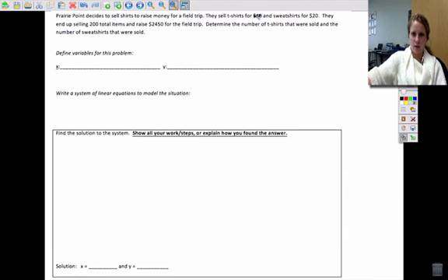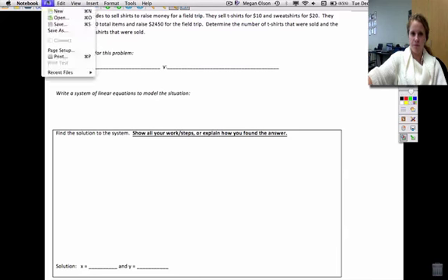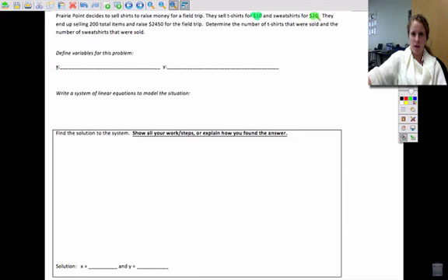Here's where I like to highlight what I'm given. So we have $10, $20 for sweatshirts. T-shirts and sweatshirts are what we're after here. 200 total, and they raise $2,450. Okay. Determine the number of t-shirts. So unknown, number of t-shirts, and the number of sweatshirts, unknown. So we're going to say X is the number of tees, and Y is the number of sweats sold.